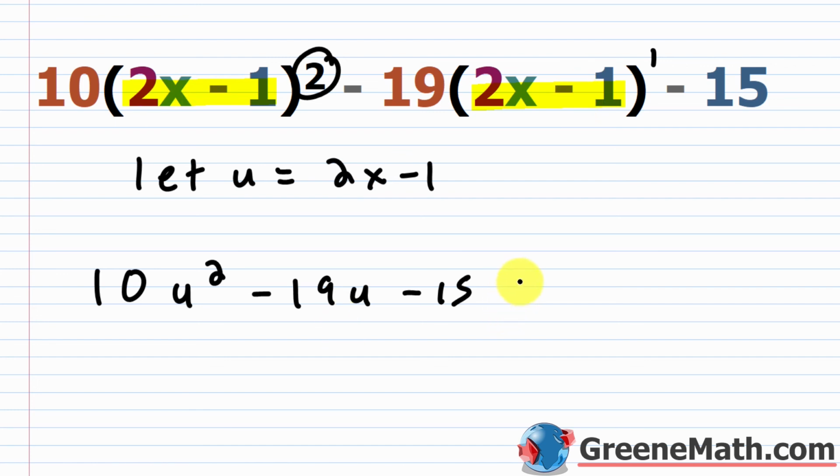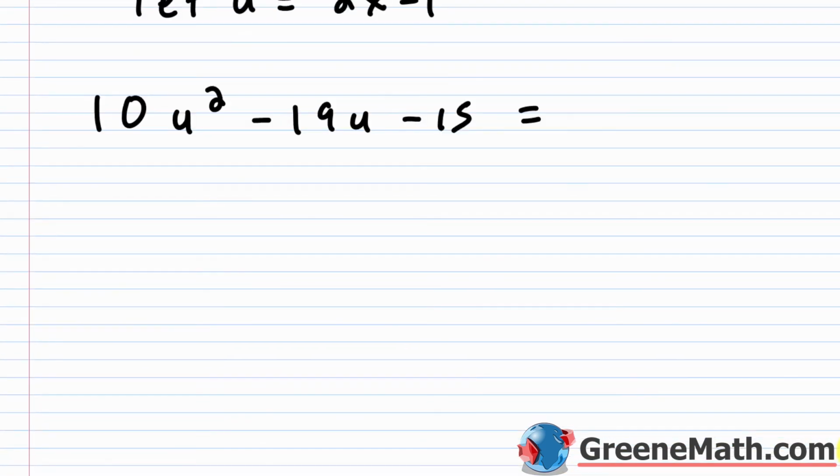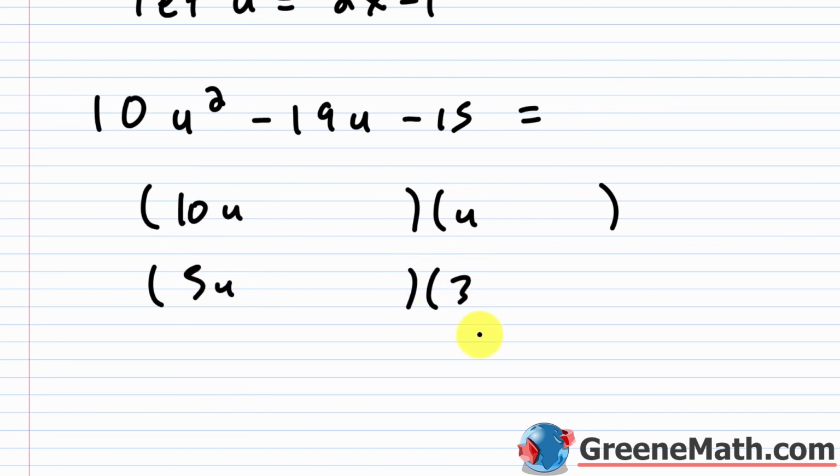So let's go ahead and factor this guy right here. And how would we do that? Well, we have a 10, and 10 is 5 times 2 or 10 times 1. Let me think about this. Let me set this up. So 10u, and then you'd have u, and then you would have 5u, and then you would have 3, or actually this would be 2. So 2u like this. Okay, so 15, you've got 1 and 15, and then you've got 5 and 3.